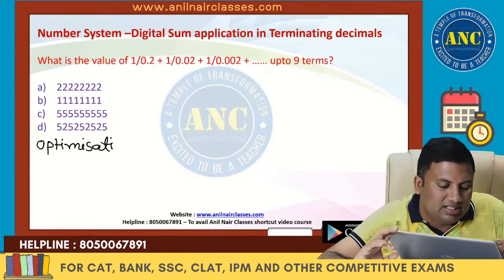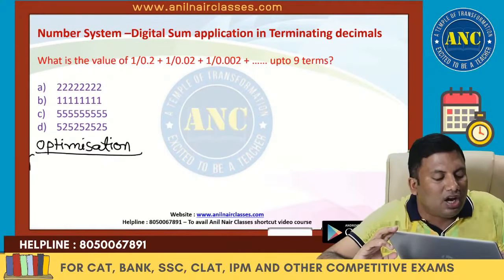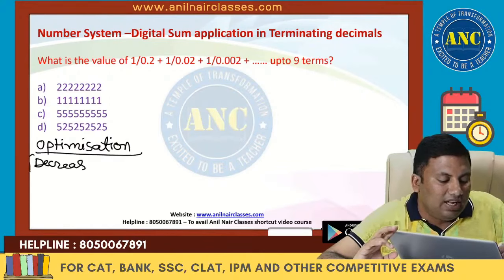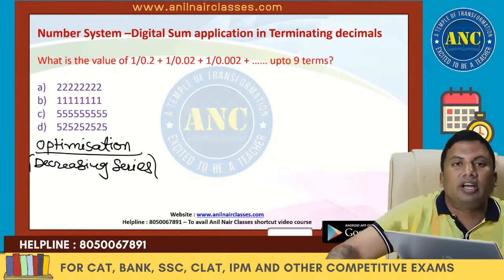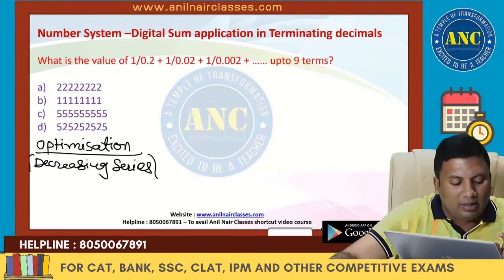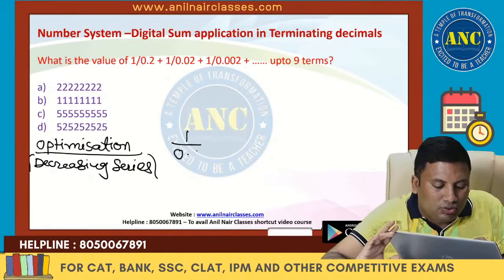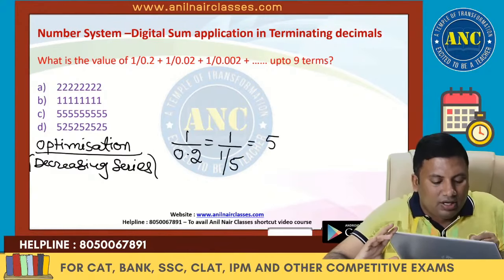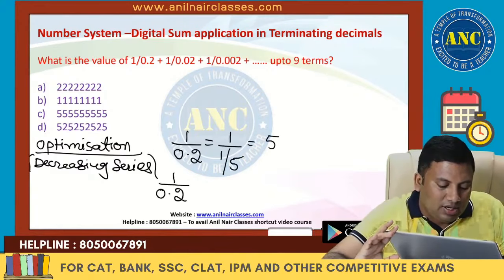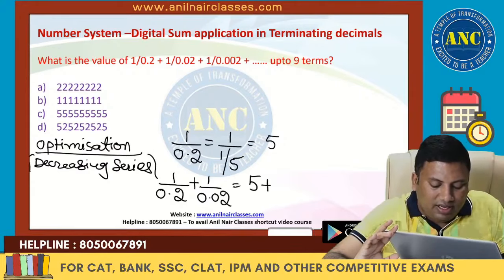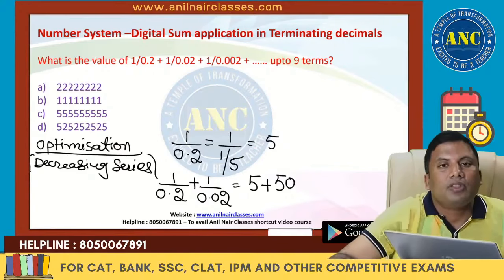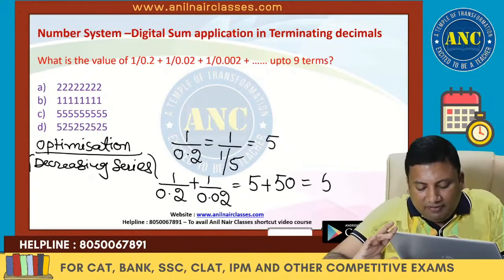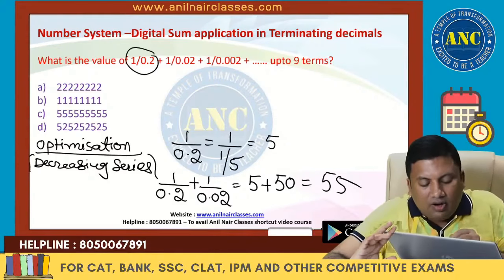Because this series is a decreasing series, you can use the optimization method for a decreasing series, or you can also use digital sum. The denominator's digital sum is 2; multiply by 5: 1 by 0.2 is nothing but 1 by 5, which is 5. Suppose I take two decimals, 1 by 0.2 and 1 by 0.02. First is 5 and next is 50 by 100, it is 55. So if it is written once, I got the answer 5.